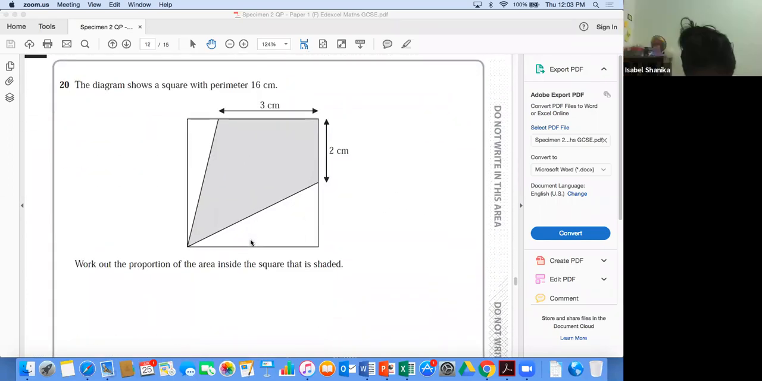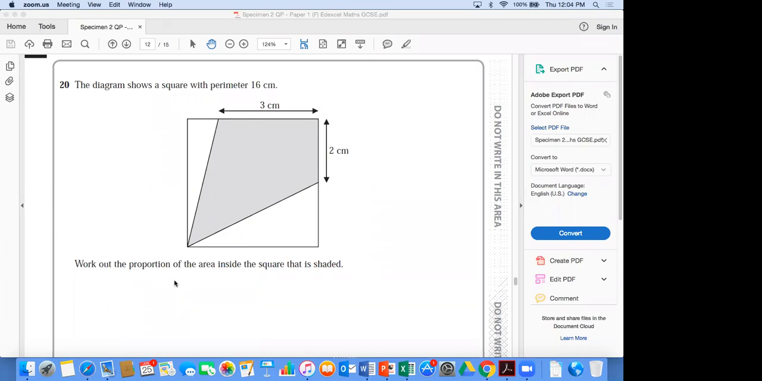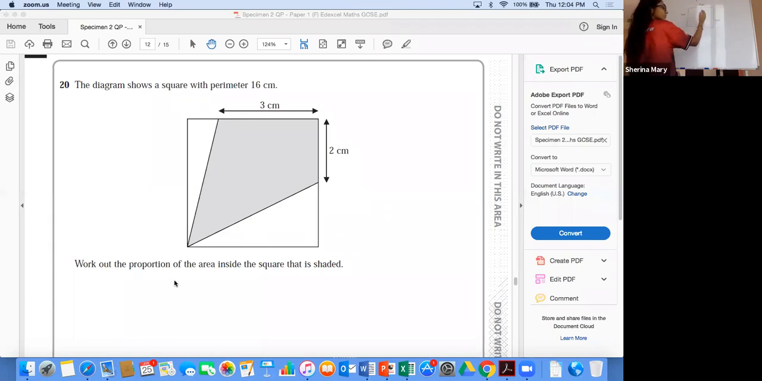Okay, the diagram shows a square with perimeter 16 cm. So it's a square, and square means the sides will be the same in all the sides. So work out the proportion of the area inside the square that is shaded. So if it has a perimeter of 16, each side will be how many cm? 4 cm. So each side will be 4 cm, which means you can work out certain things. So we know that, let me just draw this really quickly so that I can switch to the board.